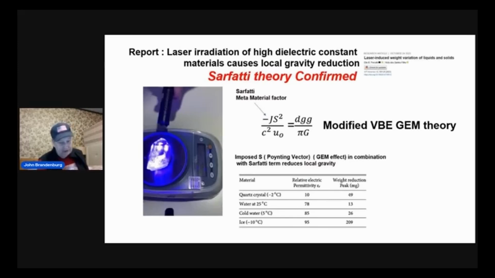My theory, the GEM theory, and the experiments I did were basically vacuum. Everything was derived considering there was a vacuum. It was the vacuum Bernoulli equation. Jack has added material to his theory. He calls it metamaterial. Metamaterial basically just means it affects the speed of light, the local speed of light.